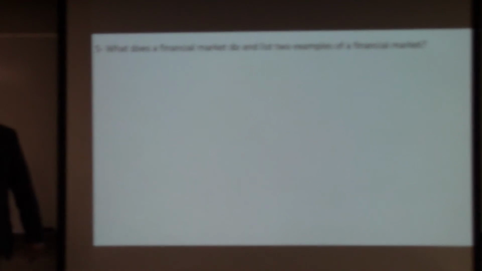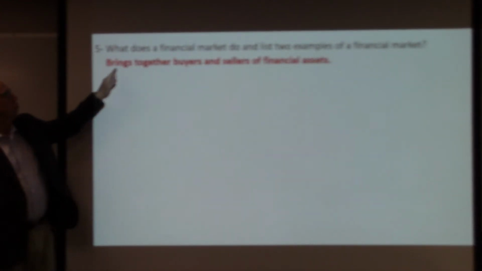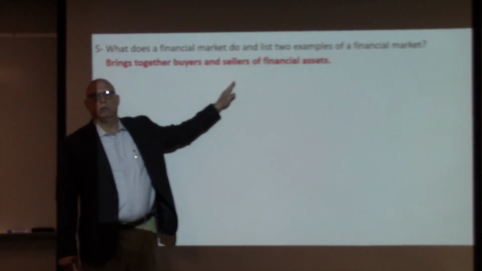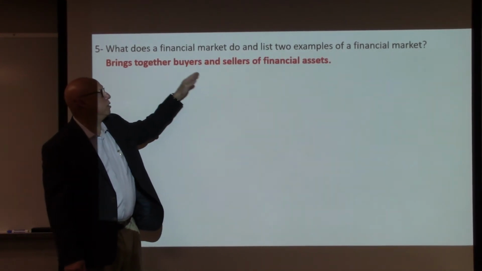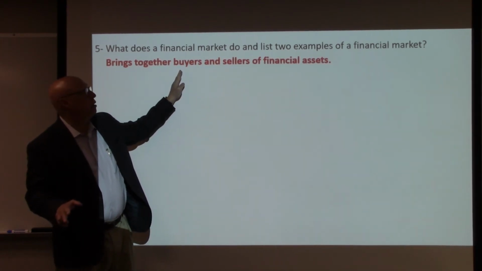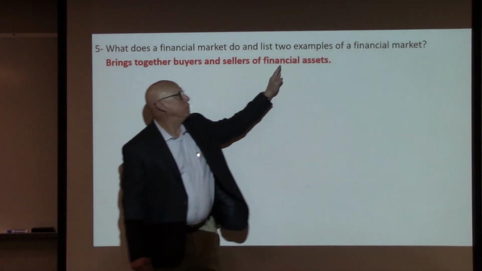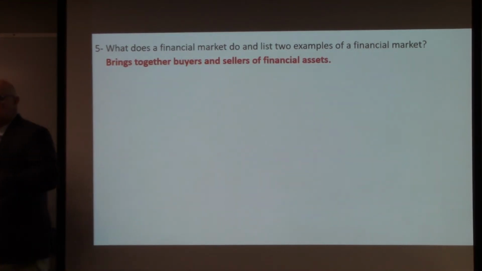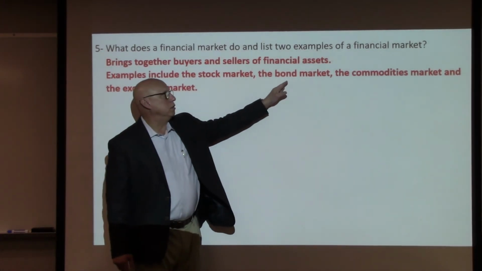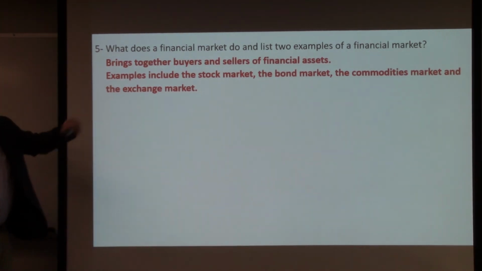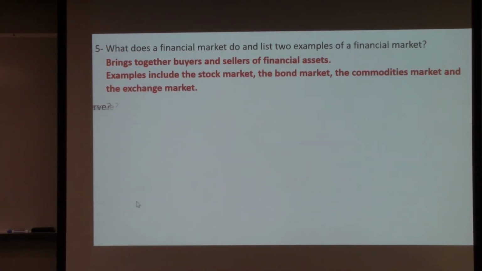All right, so what does a financial market do? And list two examples of a financial market. All markets do the same thing, which is bring together buyers and sellers. That's what a market is. It facilitates commerce. It facilitates trades. A financial market brings together buyers and sellers of financial assets, businesses and securities, stocks and bonds, mutual funds, commodities. Examples include the stock market, the bond market, the commodities market, and the exchange market. These are examples of financial markets.